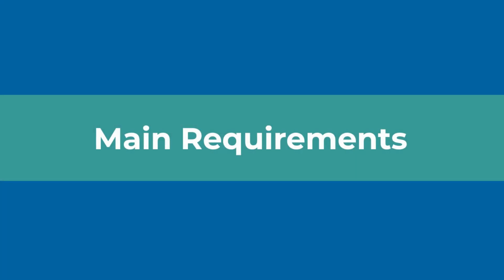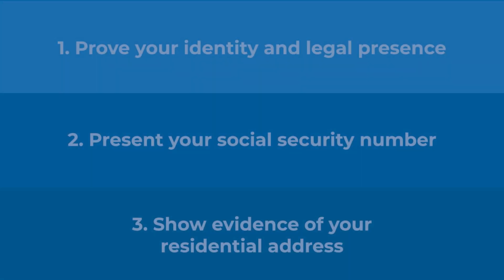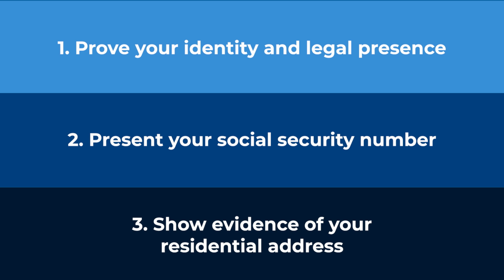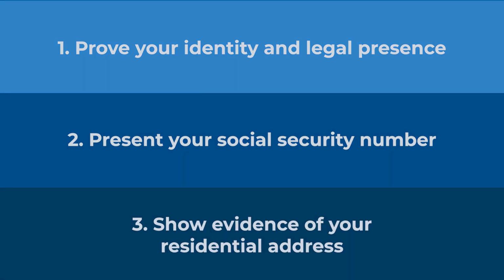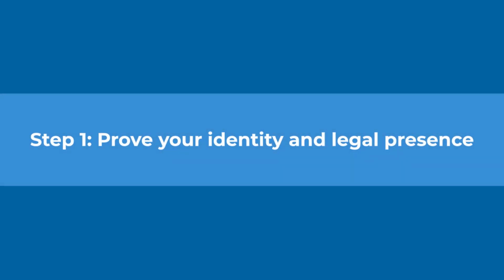Main requirements. You must complete the following requirements to obtain your identification card. 1. Prove your identity and legal presence. 2. Present your social security number. 3. Show evidence of your residential address. Let's begin with the first step.